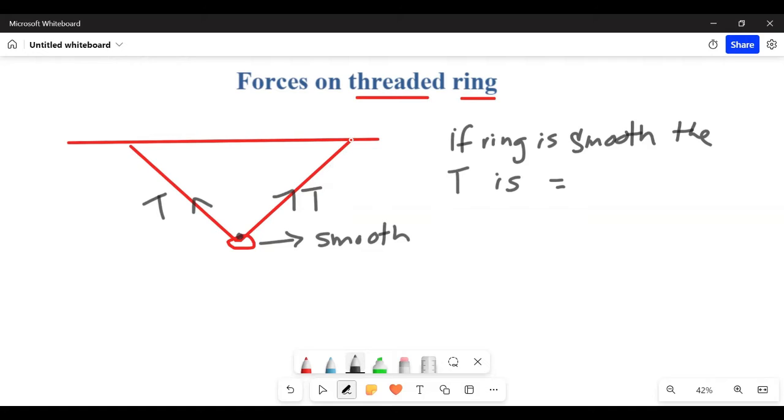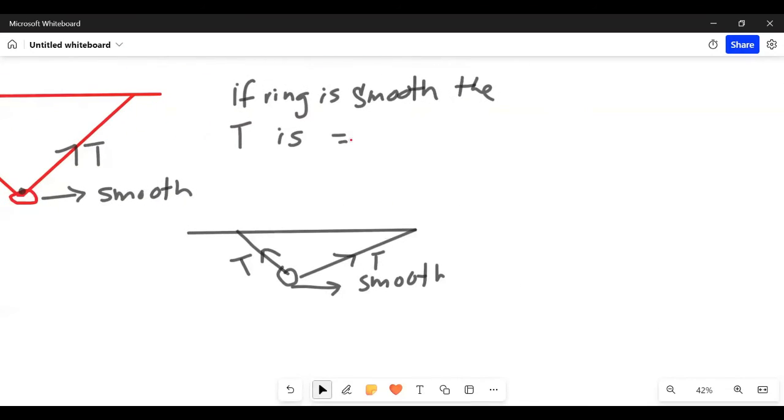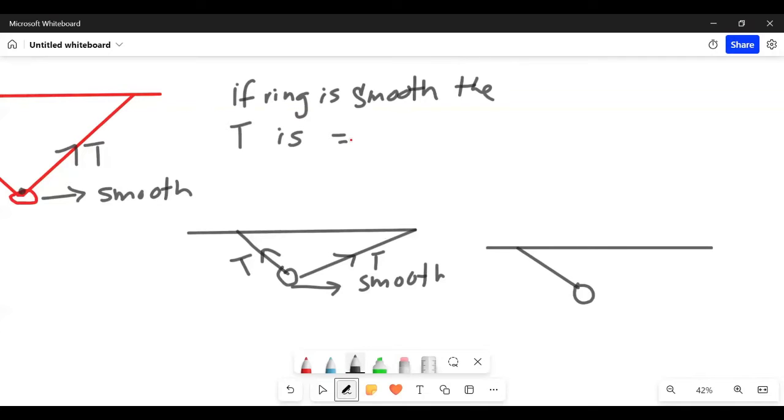Okay. So that means in a setup like this, if this is smooth, then this would be T and this would be T. However, if the ring is rough, let's say this is rough, then you'll have to call this T1 and this T2.